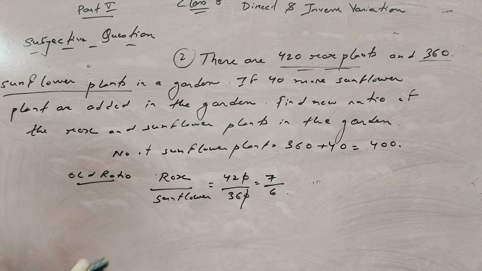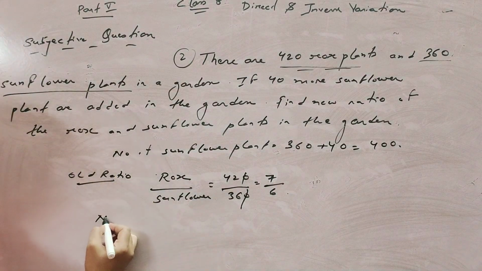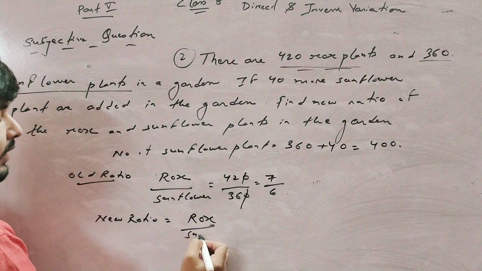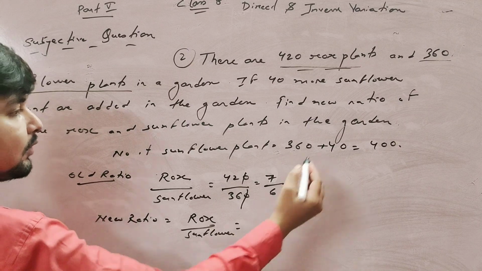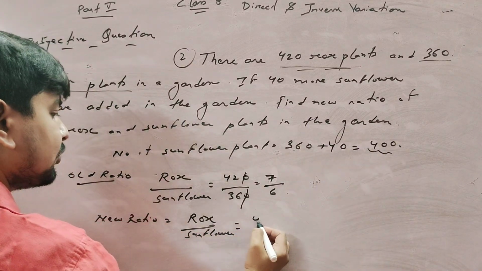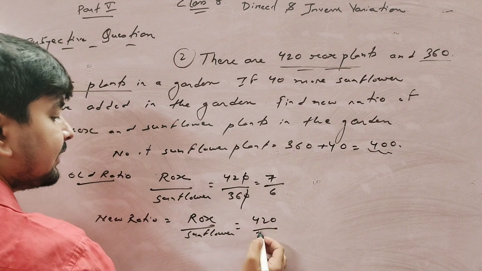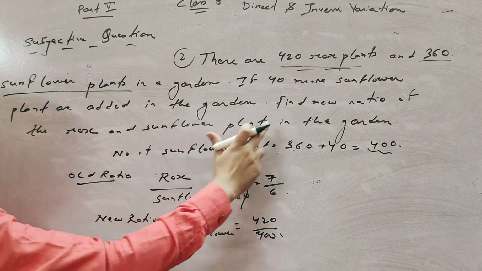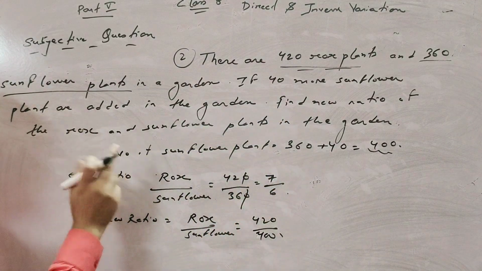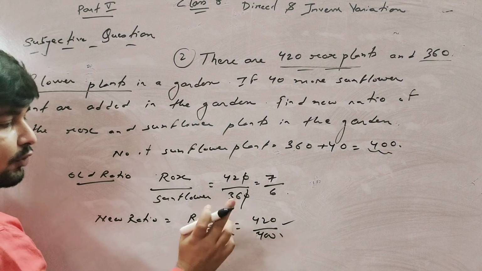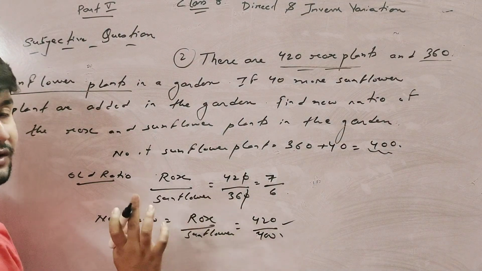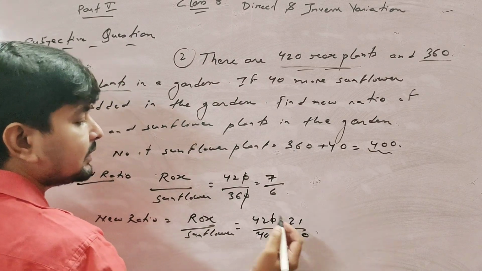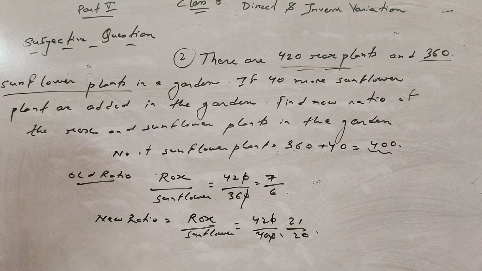Okay, clear? But the new ratio between rose and sunflower is totally different, because the new ratio is rose 420 and sunflower 400 in place of 360. This is the old ratio, and in the question we need to find the new ratio of the rose and the sunflower. So rose stays the same at 420, but the sunflower changes to 400. So the new ratio is 21 upon 20. Clear? Note.